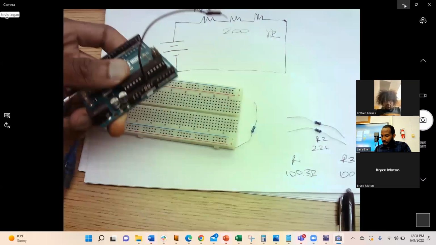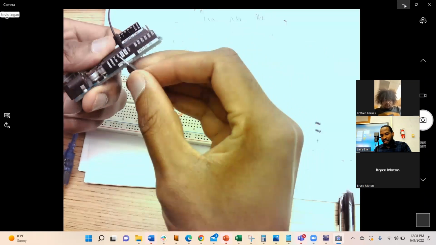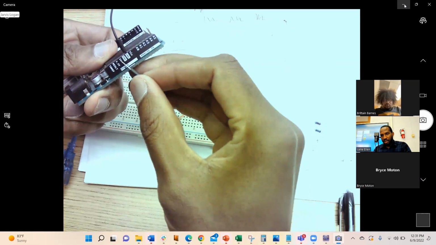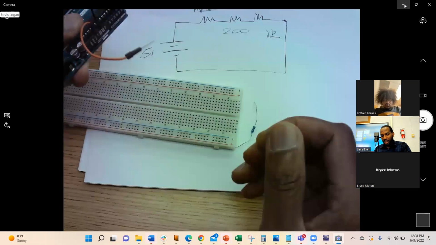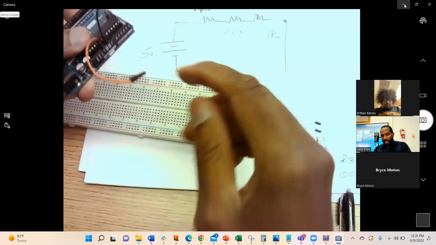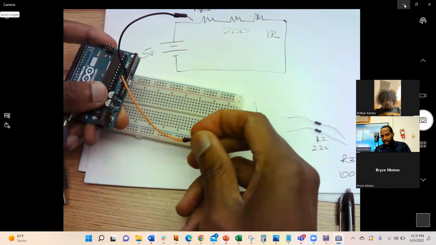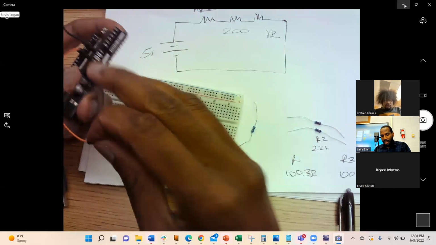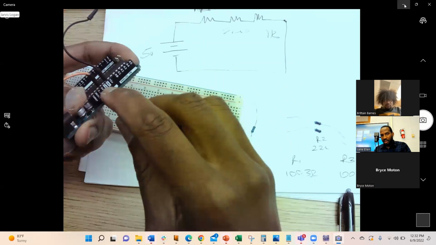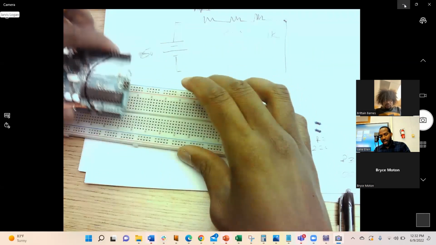Ground is going to be used for the negative of the battery. I have a black jumper in here. And 5V is used for the positive of the battery. So I have the positive here for 5V, right? Again, this represents my battery. This represents the positive, 5V, and the negative is GND on here, right? So I'm going to put this down here.